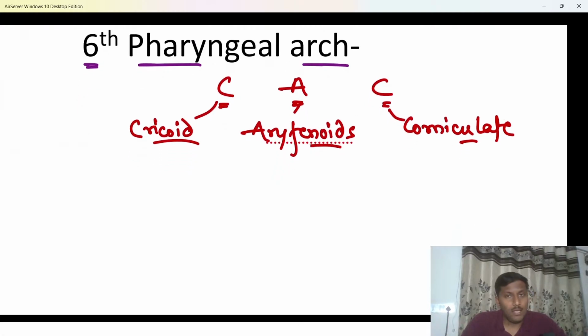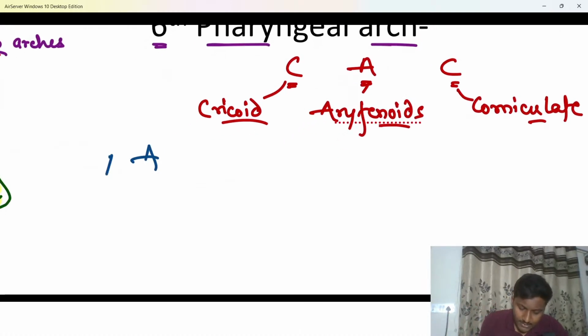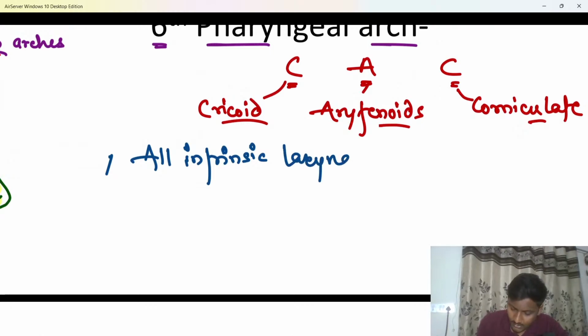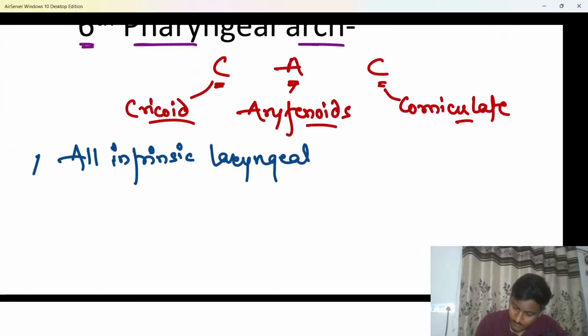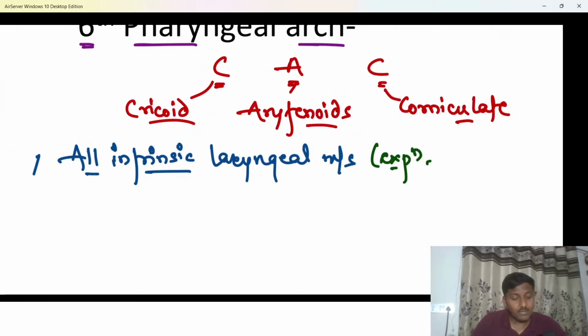Next important, we have discussed that there are two groups of muscles in the larynx, extrinsic and intrinsic. All the extrinsic muscles were derived from the fourth arc and all the intrinsic muscles will be derived from the sixth arc. So please remember, all the intrinsic laryngeal muscles are derived from the sixth arc except one exception to be remembered. And what is that exception? Please remember, this muscle is always going to be an exception.